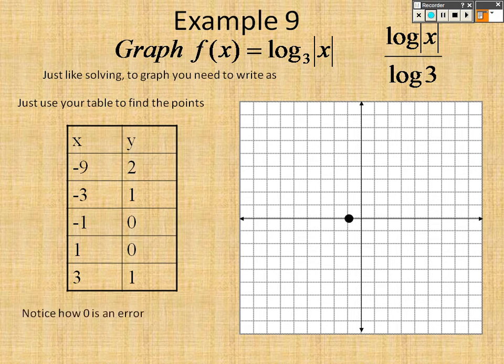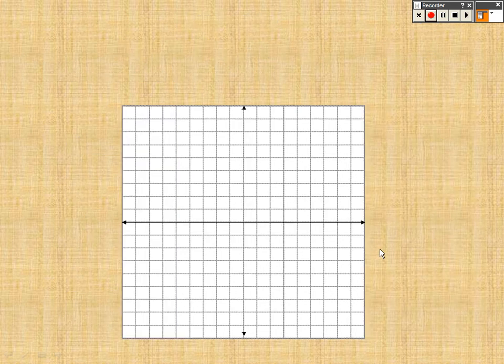And the only error that you end up seeing is actually at 0. It's actually on both sides. The only thing you happen to have is that it doesn't touch 0. It's still a vertical asymptote there at 0 that it can't touch.